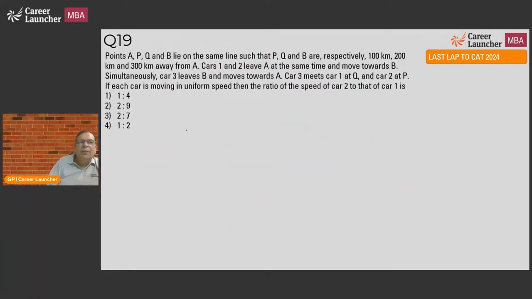Question 19. Points A, P, Q and B lie on the same line such that P, Q, B are respectively 100, 200 and 300 kilometers from A.